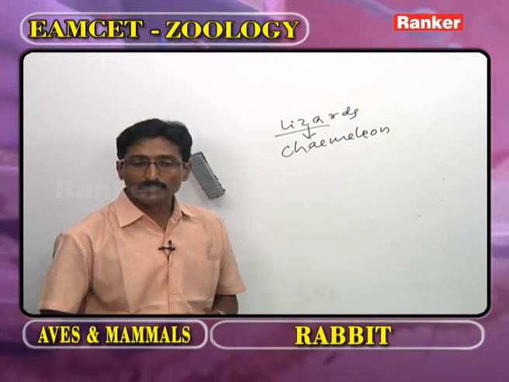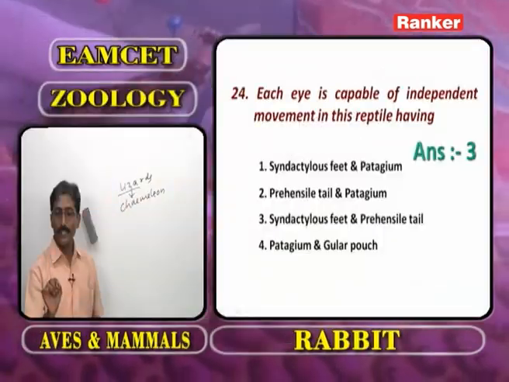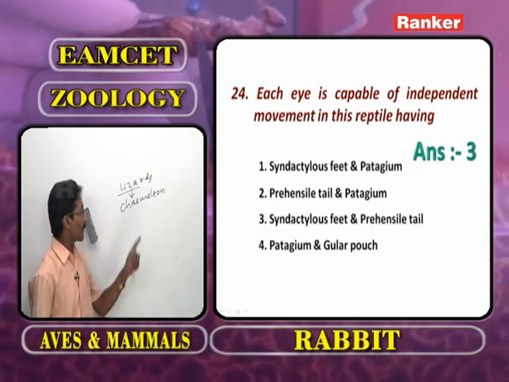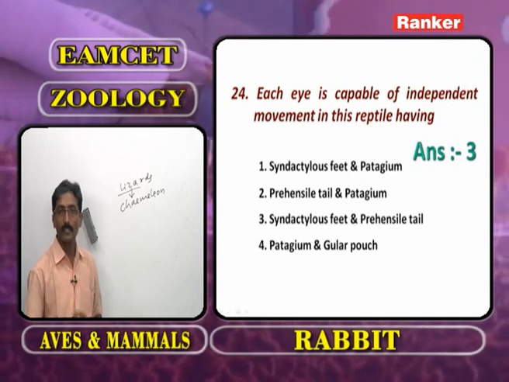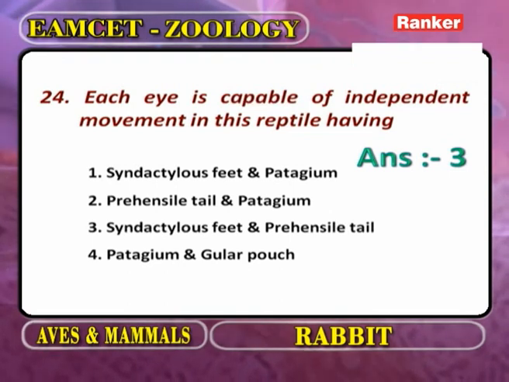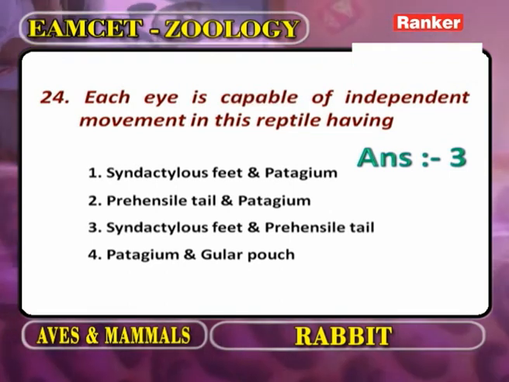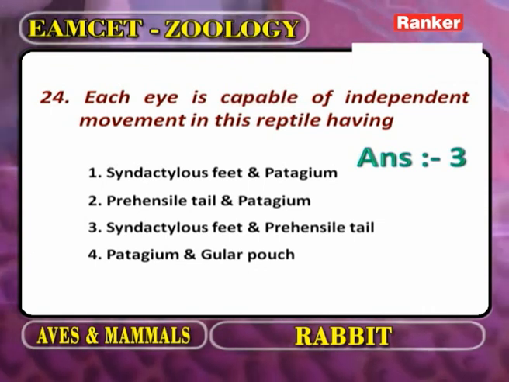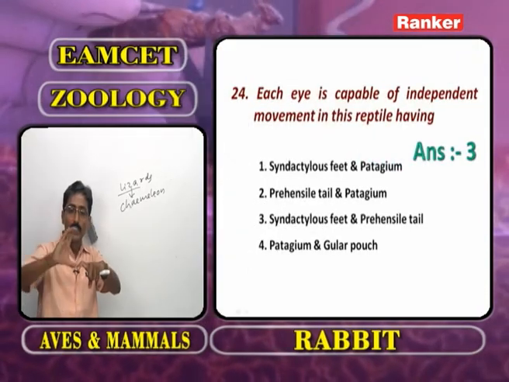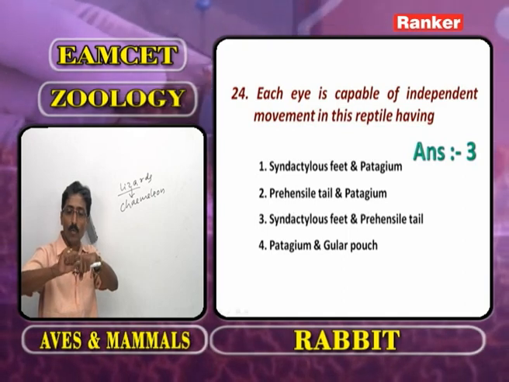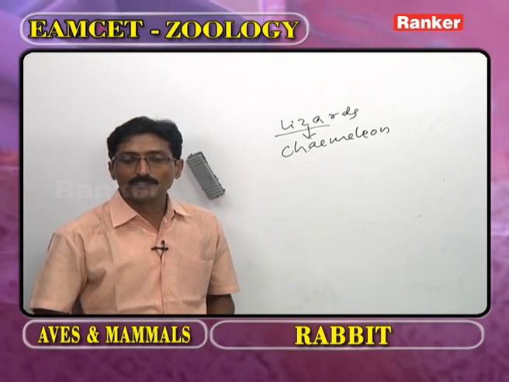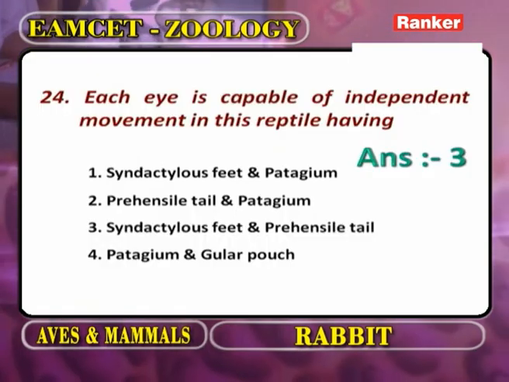Now here you observe the question. Each eye is capable of independent movement in this reptile. What type of reptile? Chameleon. Having, now the third option, syndactylous limbs plus prehensile tail. In chameleon also the tail is curved. With the help of the curved tail, it holds the branches of the tree. With the help of syndactylous forelimbs and hind limbs, it holds the branches of the tree. So based on this information, the answer is 3. Now we go for the next question.